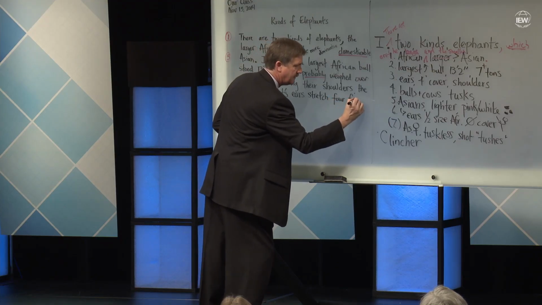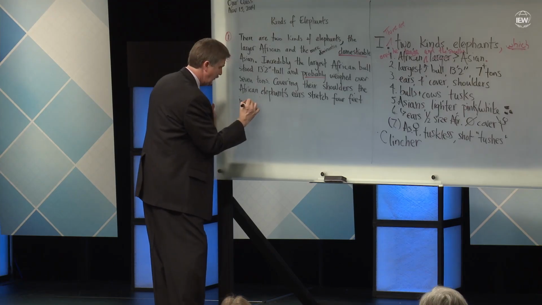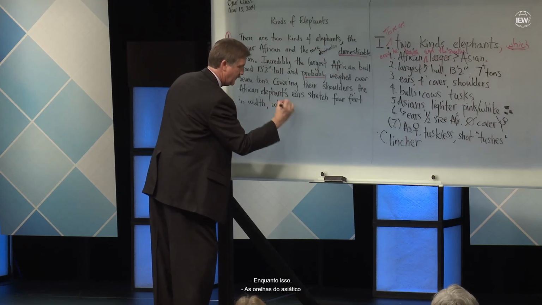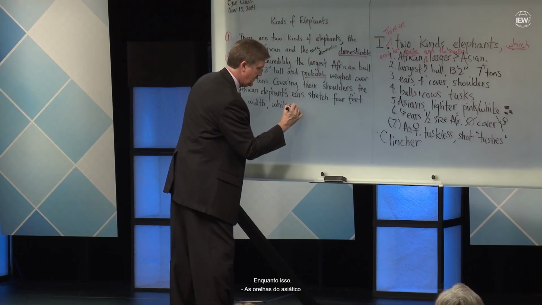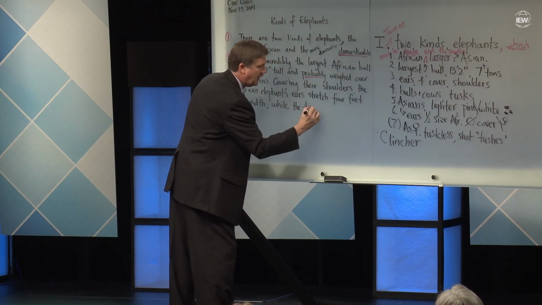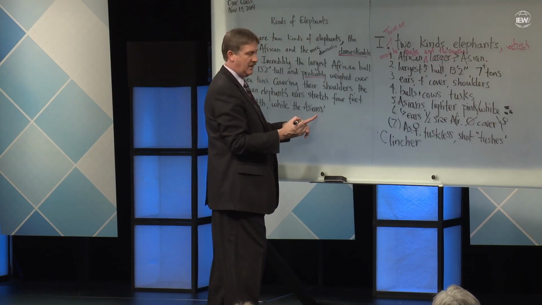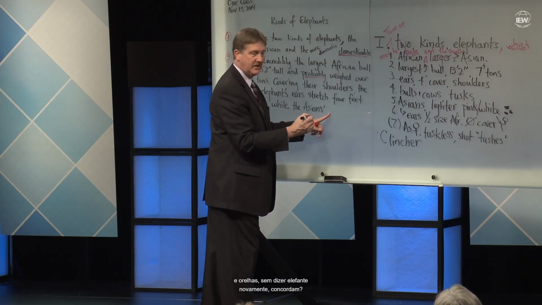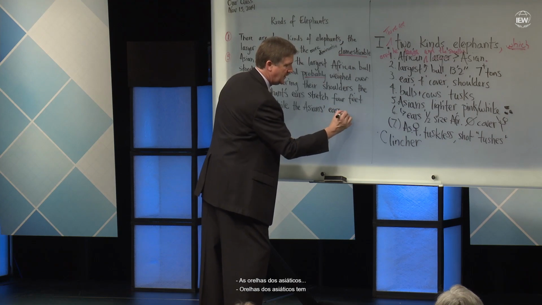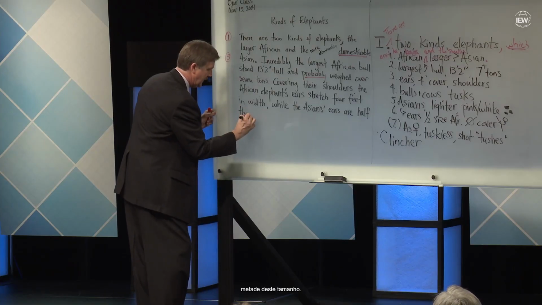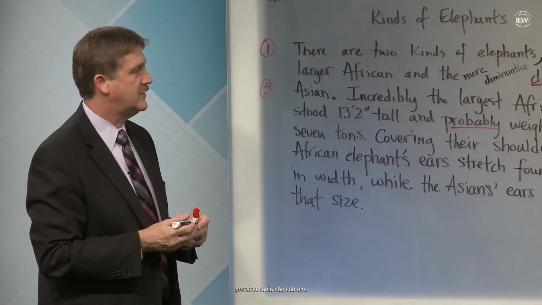4 feet in width, while the Asian elephants are only half that size. Okay. We could probably just go Asians, plural, and ears without saying elephants again, do you think? Asians' ears are half that size. I don't know if you add and do not cover their shoulders, but that's a long sentence the way it is. Yeah, plus if they're half that size, they probably don't, so yeah.